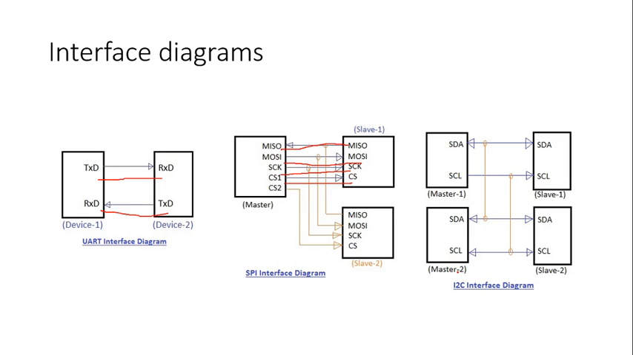And I2C is a 2-wire protocol. Only 2 wires are interfaced between all the devices present in the system. One is SDA, which is connected to every SDA pin, and the second is SCL, which is connected to every SCL present in the I2C interface.